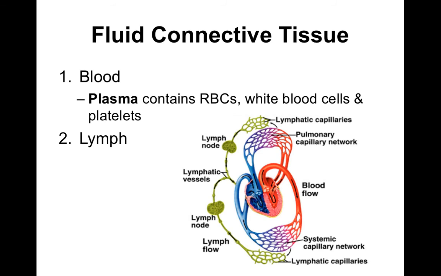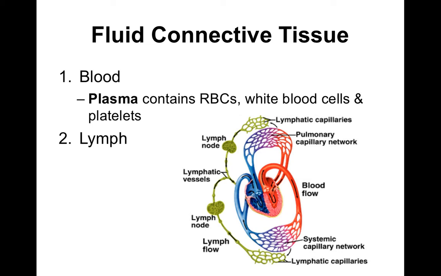Now, fluid connective tissue, we have two types. We have blood and lymph. We will talk way more about this when we get to the cardiovascular system and the lymphatic system. Within the blood, there's plasma, which is the liquid portion, and then there's the cellular portion of blood, which is the red blood cells, white blood cells, and also platelets.